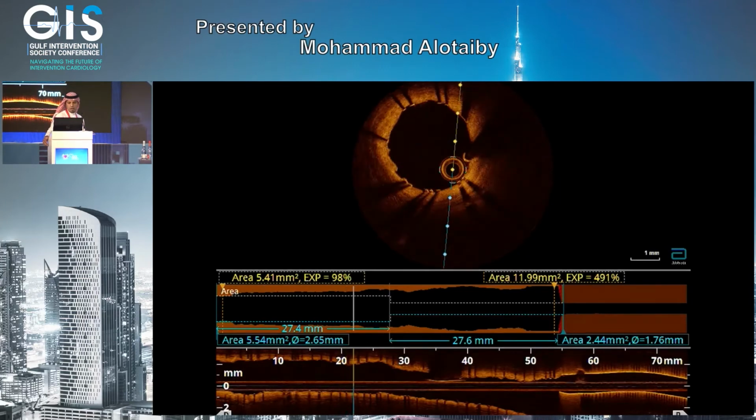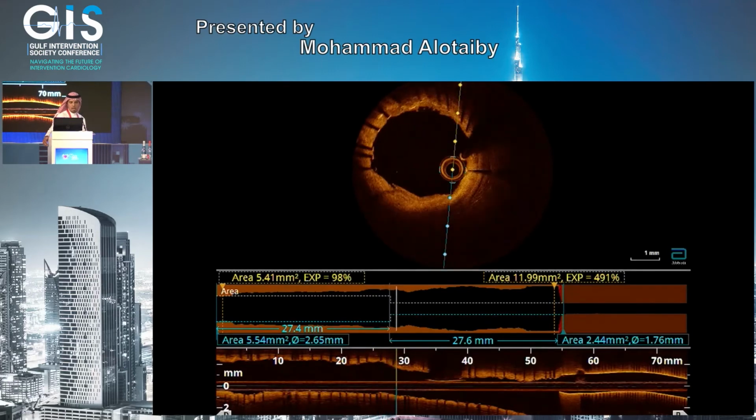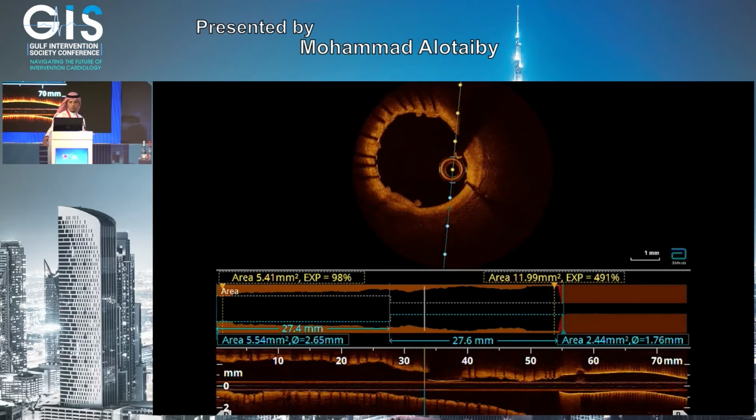So that's the MAX. M means there is no medial dissection. MAX, I call it DAX. So D, dissection, there is no dissection. A, apposition, and X, expansion. And you see all of these here.